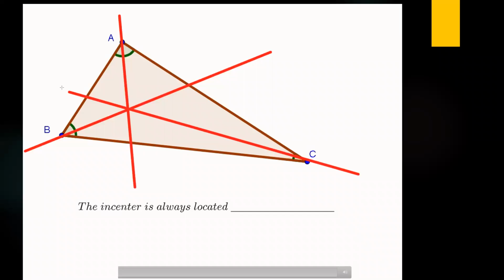So from its name, angle bisector, it bisects the angle. Angle bisector bisects the angle. Now, as you see, they are concurrent lines. They are many lines that intersect at one point. So the point of concurrency for the angle bisector, what do we call it? We call it the incenter.